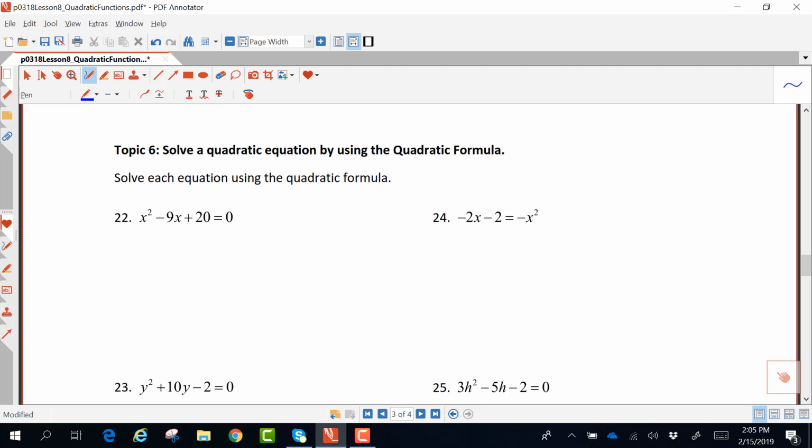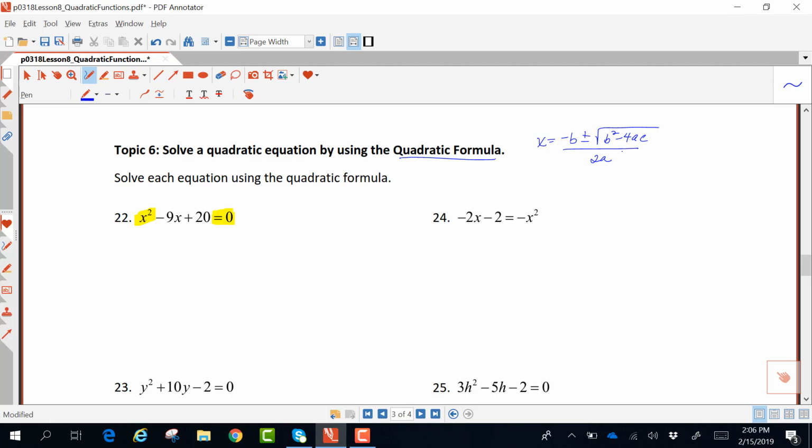My next topic involves solving a quadratic equation. Number 22 is a perfectly written quadratic equation in which you have an x squared term and you are equaling 0. When you have your quadratic equation written with your x squared term on the left and the whole equation equaling 0, you can apply the quadratic formula, which is x equaling negative b plus minus the square root of b squared minus 4ac over 2a.